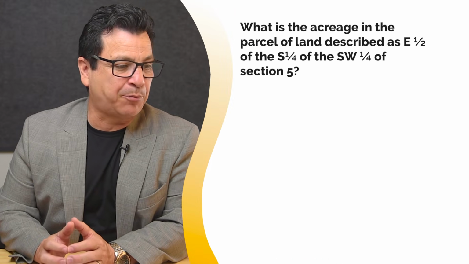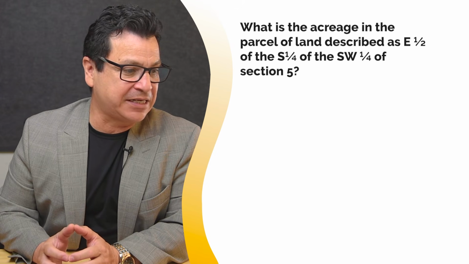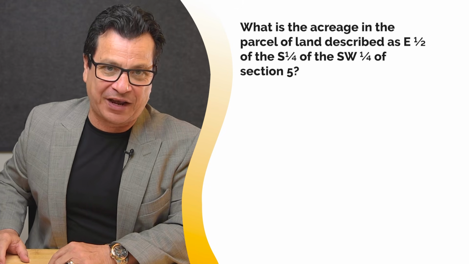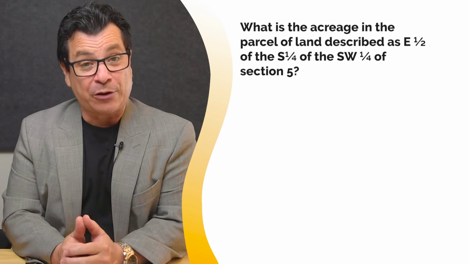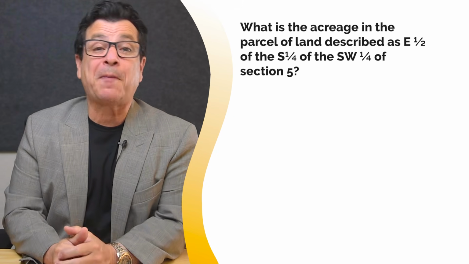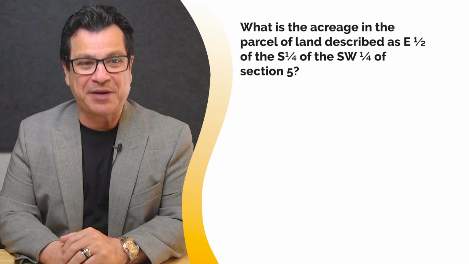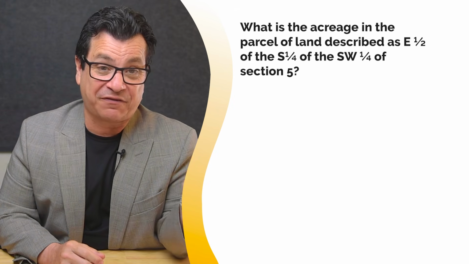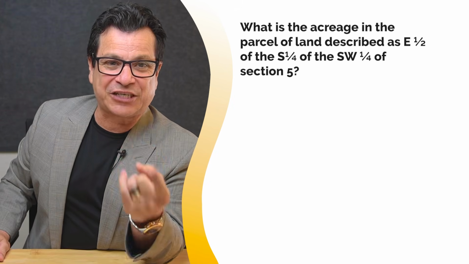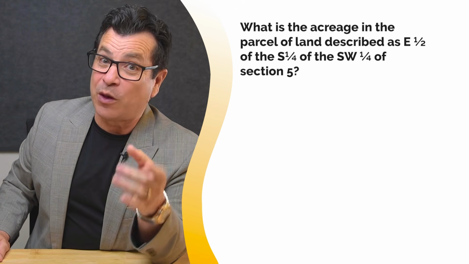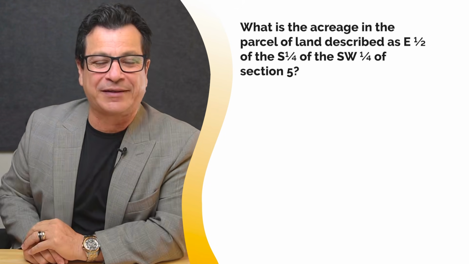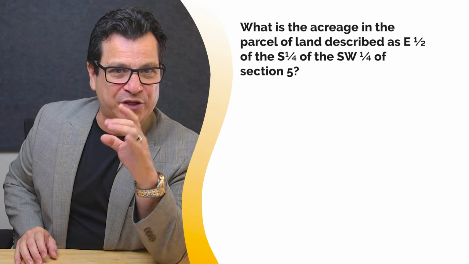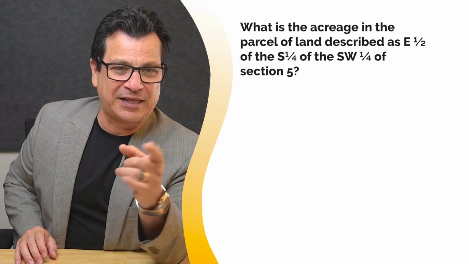What is the acreage in the parcel of land described as east 1/2 of the south 1/4 of the southwest 1/4 of section 5? Now this is going to be a calculation problem, a small math problem. I don't want you to be afraid or intimidated by questions like this. This one's rather simple. Why? Because it's giving us section 5. And section 5, based on this question, means one section. Section number 5. And we already know that one section is equivalent to what? Yeah, 640 acres. By knowing that one section is 640 acres, we can do this problem. Got it? Let's see what we got here.